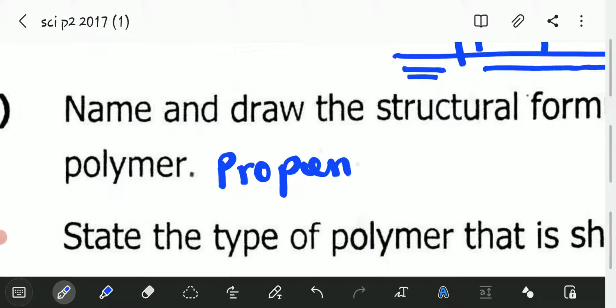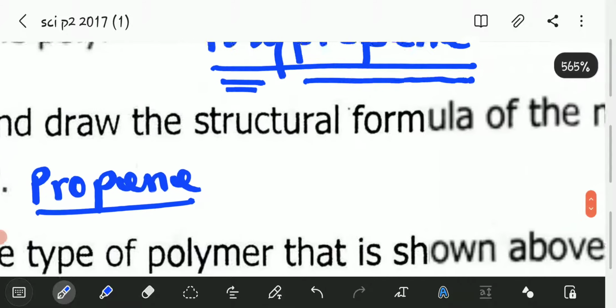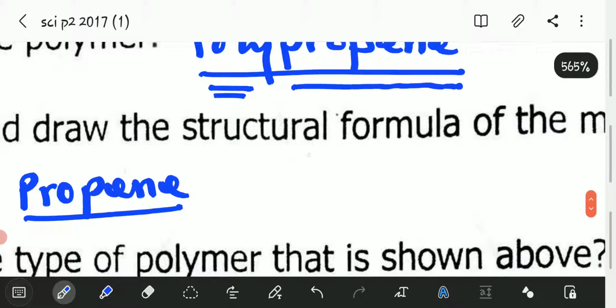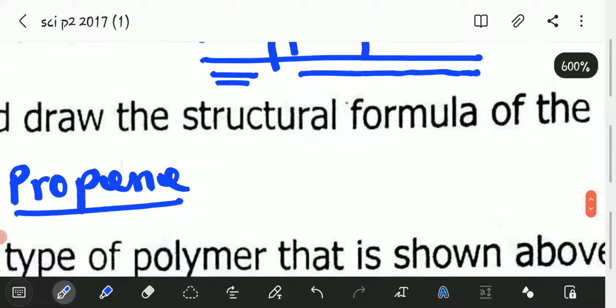So this is our monomer. The monomer is propane. However, we need to draw the structural formula, other than the name. Now, how do we do that? The structural formula of this polymer, since we know it's propane, okay?